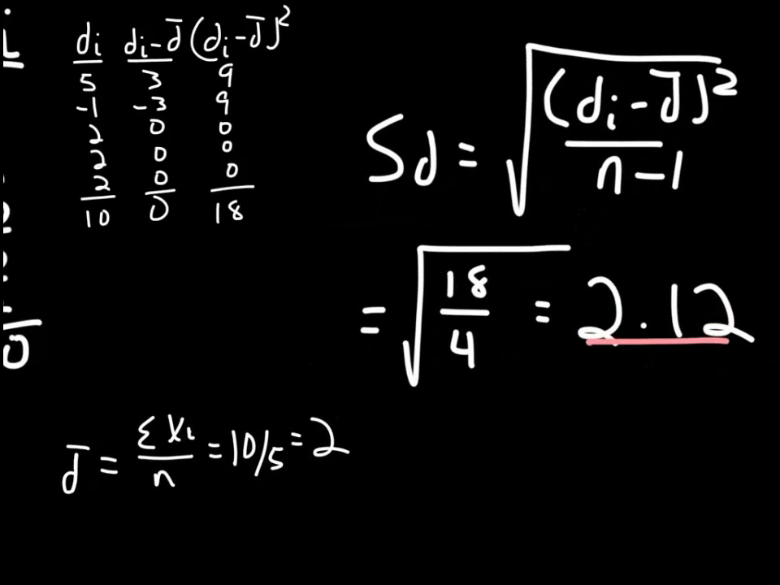And compute then the standard deviation of the D's. So we're just going to get the sum of the squared deviations divided by n minus 1. The sample size is 5. Again, this is just one sample of 5, n minus 1. And we end up with a standard deviation of 2.12.